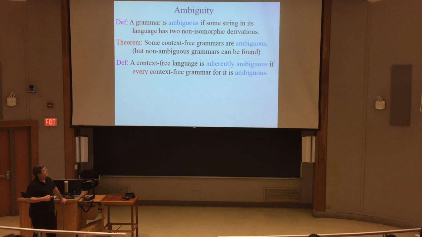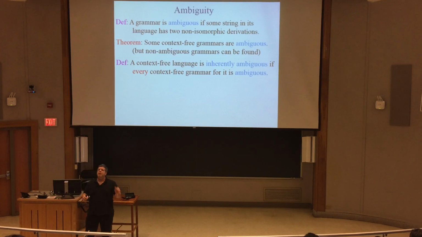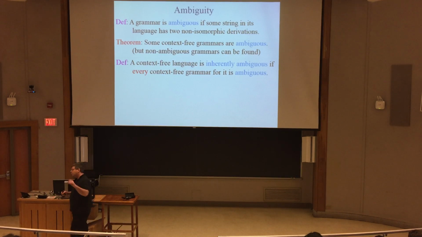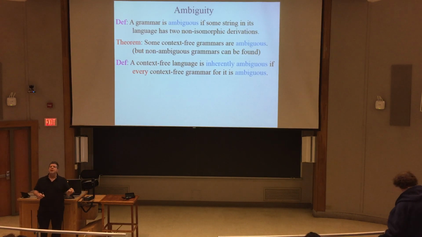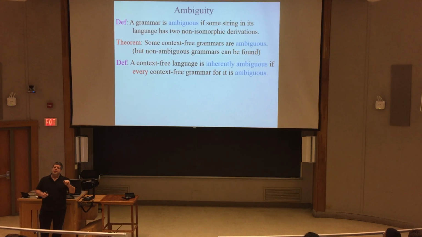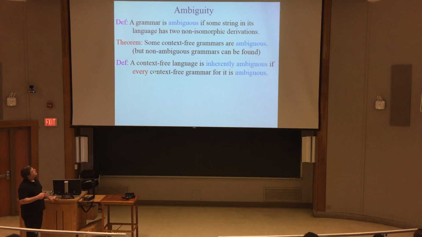In other words, inherent ambiguity means that no matter what context-free grammar you come up with for that language, that grammar will necessarily be ambiguous. There's no way to express that language using a non-ambiguous grammar. At this point of inherent ambiguity, the problem of ambiguity is not a problem of the grammar. It's a problem of the language itself. So it's kind of a worse form of ambiguity. So it's two different forms of ambiguity we're talking about here.